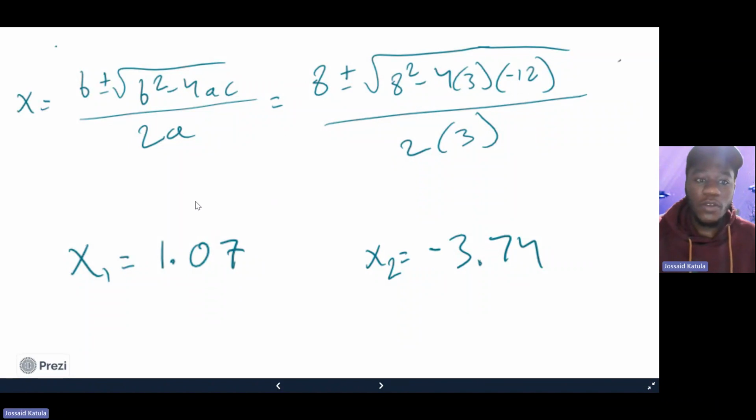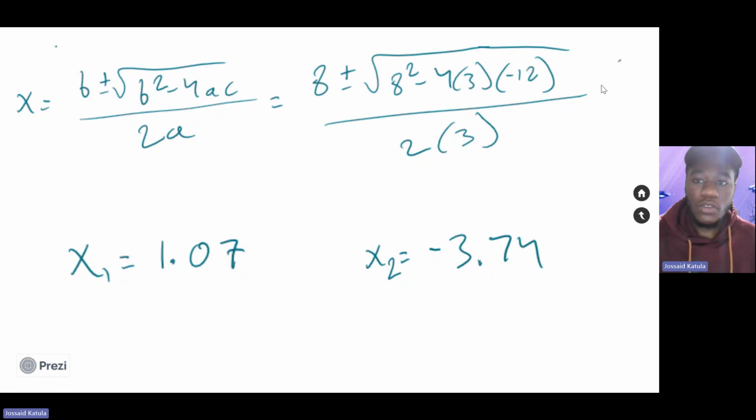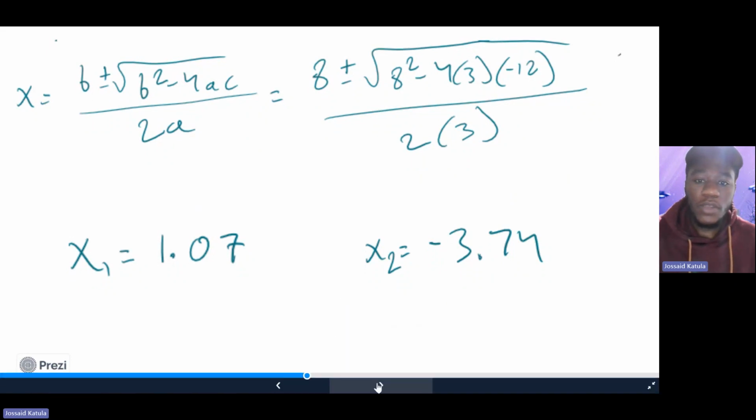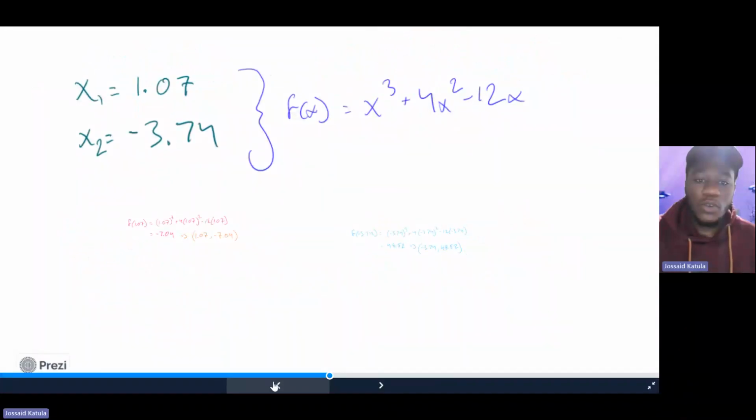Anyway, from here, we can see that the 2 points that I got here are 1.07 and negative 3.74. So we know that those points are where our minimum and maximums are, but we don't know which is which. So we'll talk about that in a bit.